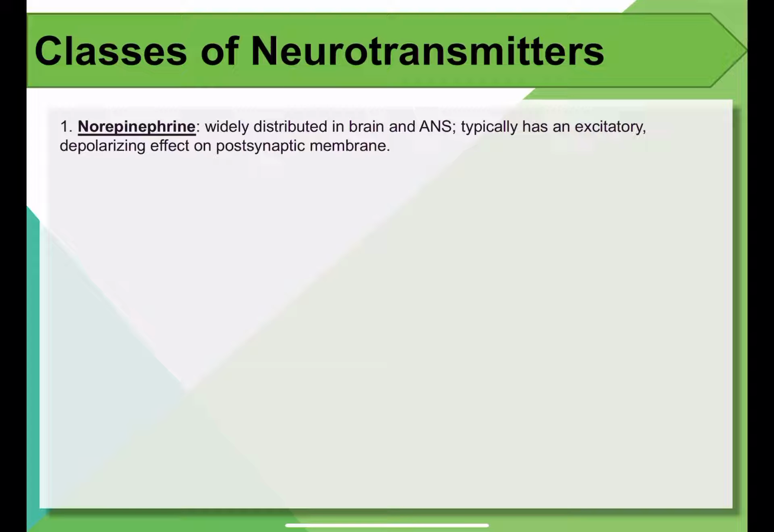Okay. And as I've mentioned before, there are lots of different neurotransmitters in the nervous system. It's not just acetylcholine. And here's a list of common classes of neurotransmitters and what they do. For example, there's norepinephrine, which is a widely distributed neurotransmitter within the brain and the autonomic nervous system. So you will see norepinephrine's action when we talk about AMP2.